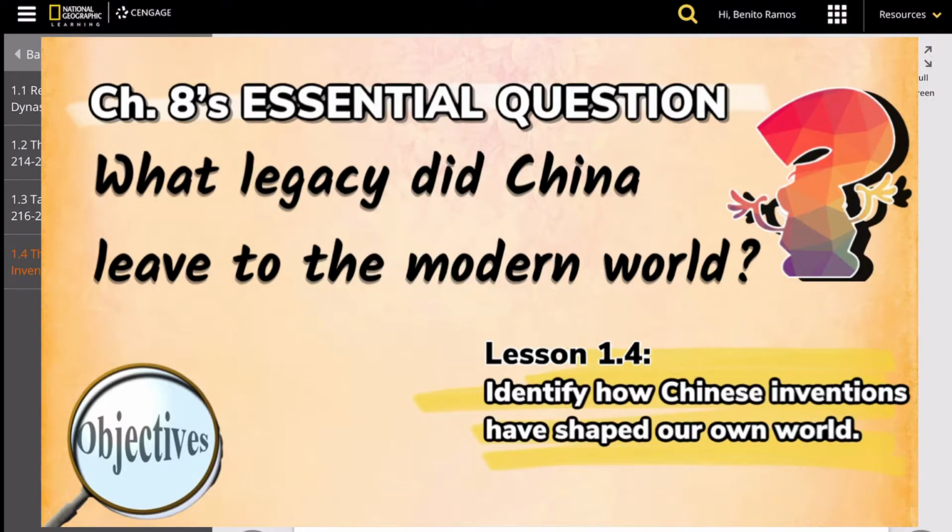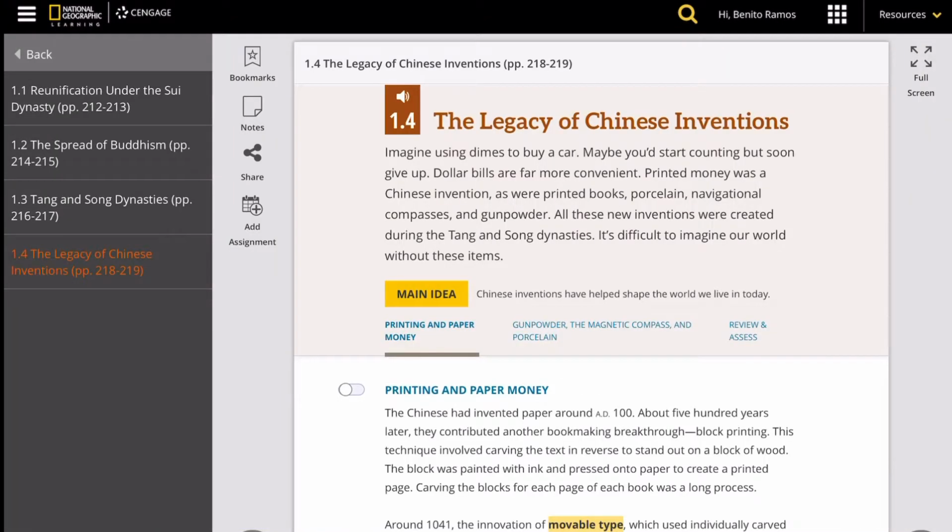This chapter's essential question is, what legacy did China leave to the modern world? And the objective is to identify how Chinese inventions have shaped our own world. As an overview, China left inventions of paper money, movable type for printing books, porcelain, gunpowder, and the magnetic compass for navigation. So in this lesson, we will discuss the legacy of Chinese inventions and how they were created during the Tang and Song dynasties.